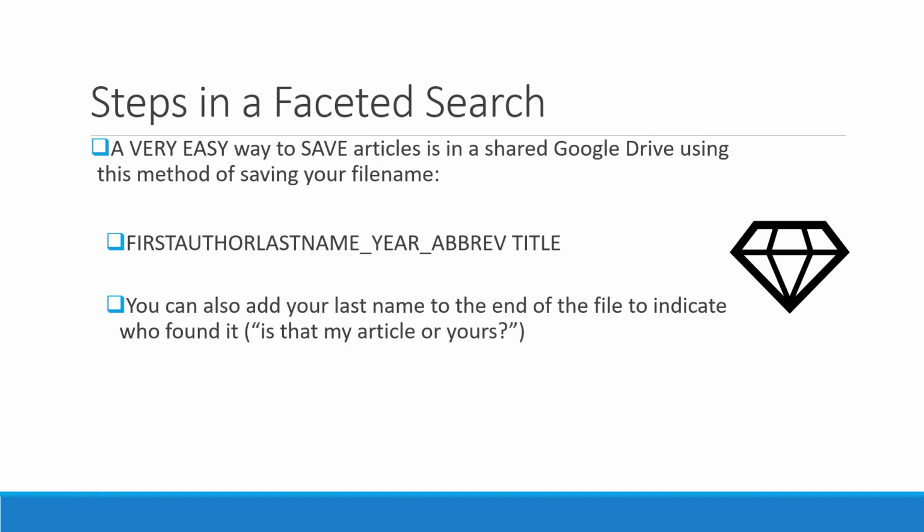I recommend that you use the first author's last name, the year, and the abbreviated title to keep track of where your articles are. So I would name my article Smith 2025.